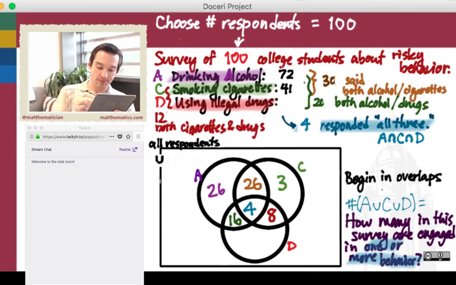Obviously, you can't do this with real data, but since I was making up data out of a hat, I'm just going to take the liberty of going back and saying, let's assume that I'd said that there were 30 illegal drug users. So if there's 30 and we've accounted for 28 here, then that must mean that we're missing 2. So there's 2 who are only illegal drug users.